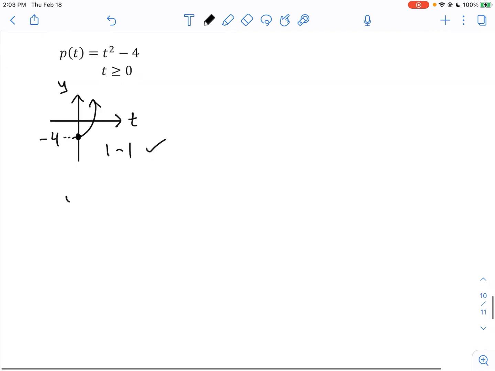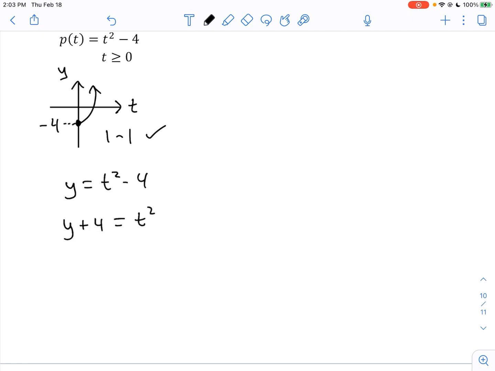Change p of t to y, t squared minus 4, and then solve for t. So I'm going to add 4 and then square root both sides. So normally you would get t is plus or minus the square root of y plus 4, which is a problem as far as functions are concerned. Because if you input a y coordinate here, like 0, you get a 4 there, and the square root of that's 2, you get 2 t's. And that's not good for a function, which is why this condition here is important.